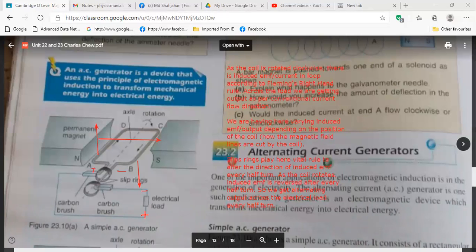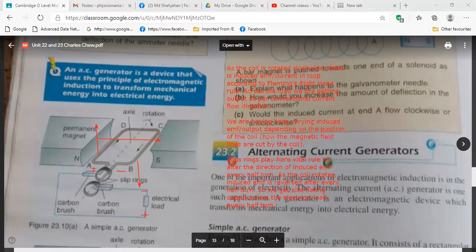Now we will do AC generator graph. You write the heading AC generator graph. Here we understand one thing: in a generator, from kinetic energy we are getting electrical energy, right? And in a motor we get kinetic energy from electricity. Clear to you, right?